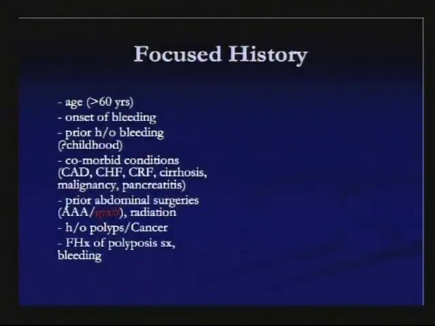Focused history, I know you don't have enough time for that when you're in the emergency room trying to resuscitate the patient, but some of them are really quick to ask, either from the patient or from the immediate family or companion. Older patients, you're going to look at the age before seeing them. Onset of bleeding, when did it happen? If the patient had prior history of bleeding during childhood, you want to think about congenital stuff, or platelet disorder, or bleeding diathesis. Comorbid conditions: any failure that you see on a patient is a high risk. So heart failure, renal failure, liver failure, cancer failure.